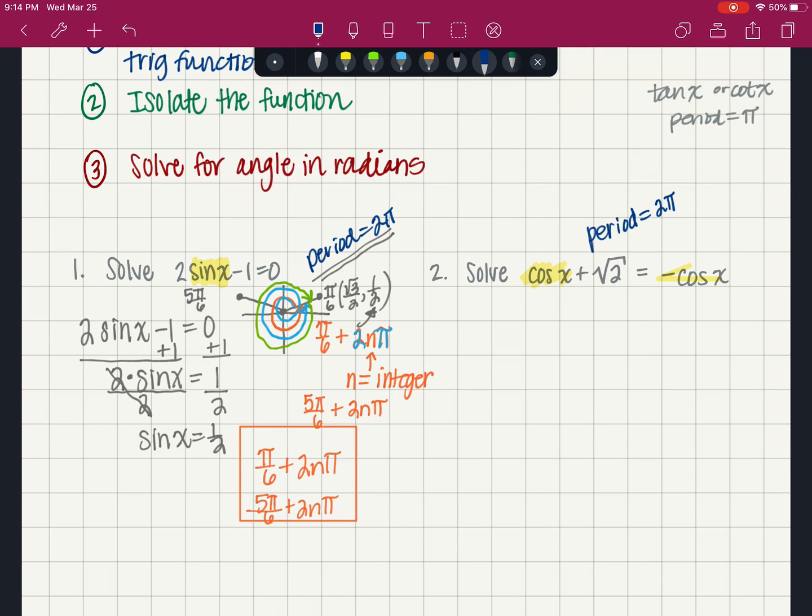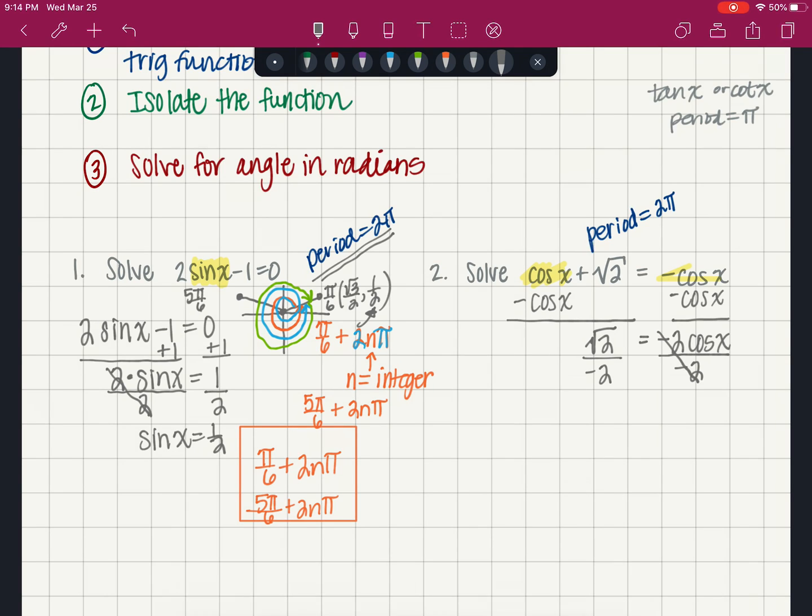I'm going to add cosine of x to both sides so that I can get those trig functions together on one side of the equation. I've got the square root of 2 equals -2 cosine of x. I'm going to divide both sides by -2. And the cosine of x is equal to negative square root of 2 over 2.